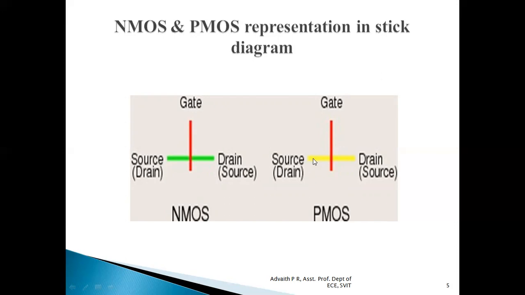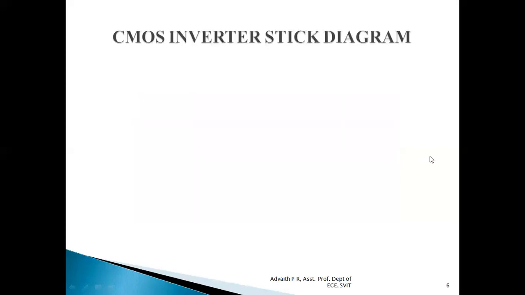Similarly, when P-type diffusion, which is represented by yellow color, is crossed by polysilicon, which is represented by red color, we get a PMOS transistor. And even here, the polysilicon terminal forms the gate of the PMOS transistor. To the left of it, we can represent either the source or drain terminal. To the right of the gate, we can represent either the drain or source terminal. It is left to us. So this is how we represent NMOS and PMOS transistors in a stick diagram.